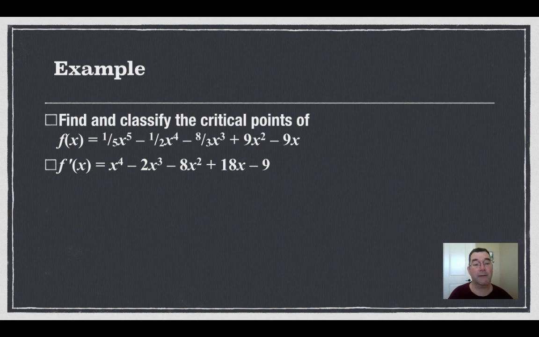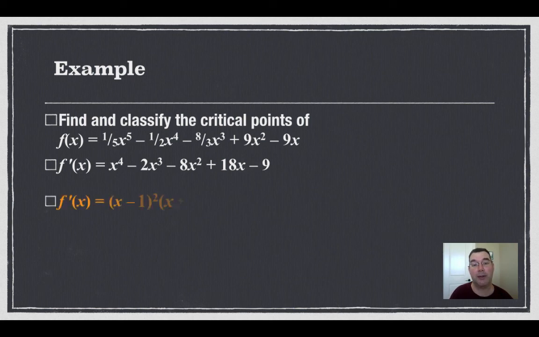The derivative of 1/5 x to the 5th is just x to the 4th. The derivative of negative 1/2 x to the 4th is just negative 2x cubed. The derivative of negative 8/3 x cubed is just negative 8x squared. The derivative of 9x squared is 18x, and the derivative of negative 9x is negative 9.